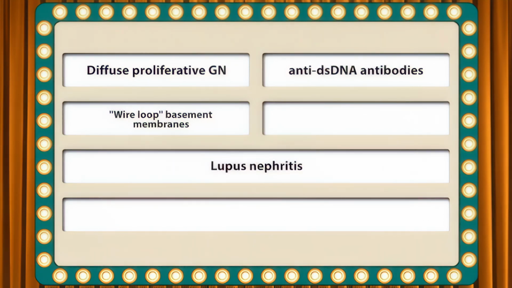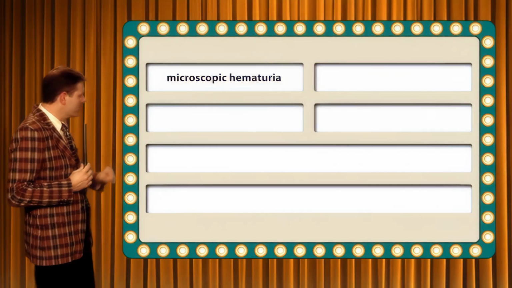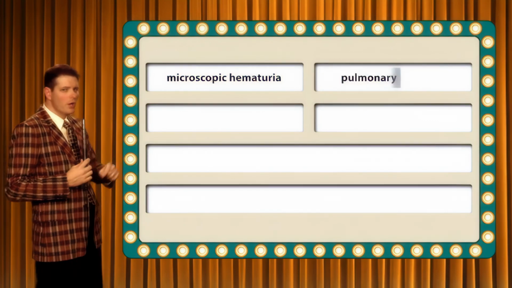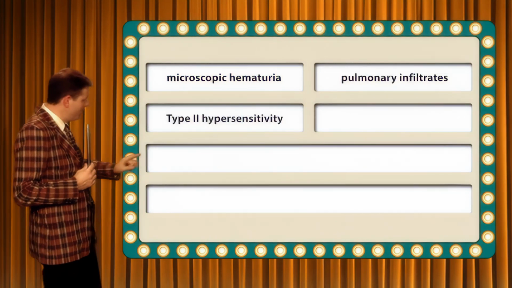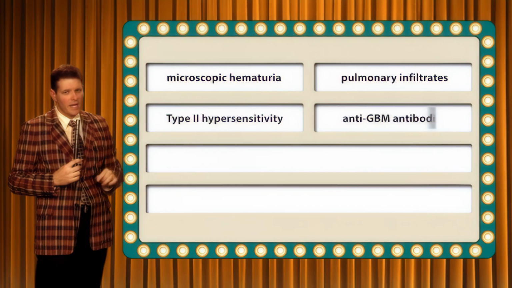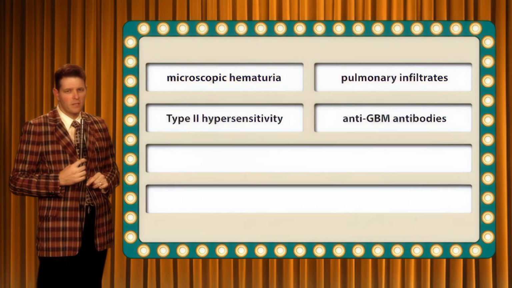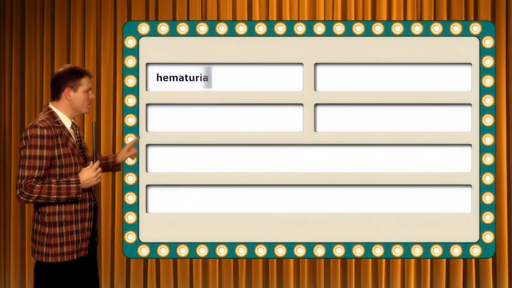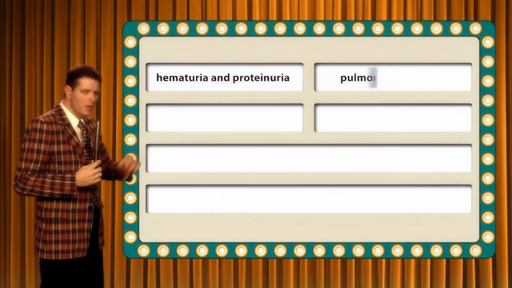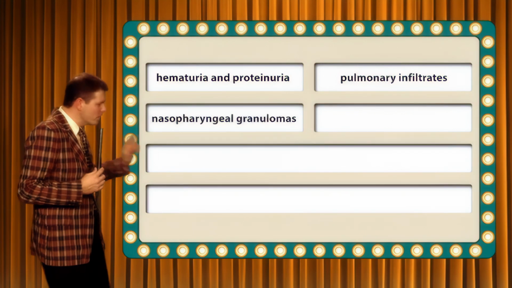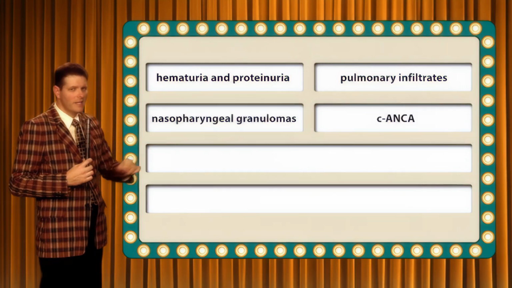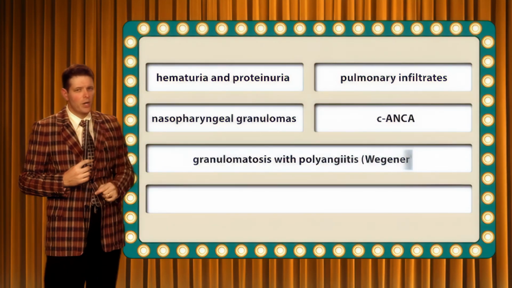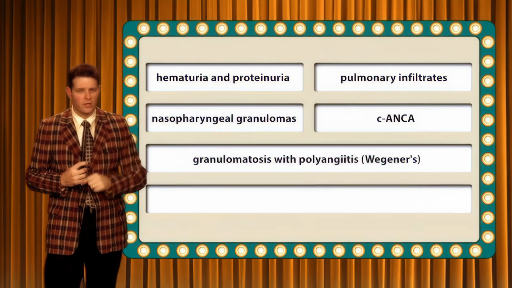That's lupus nephritis. Next one: microscopic hematuria, pulmonary infiltrates, type 2 hypersensitivity, and anti-glomerular basement membrane antibodies. That's Goodpasture syndrome. Next one: hematuria and proteinuria, pulmonary infiltrates, nasopharyngeal granulomas, and C-ANCA. That's granulomatosis with polyangiitis, or Wegener's.